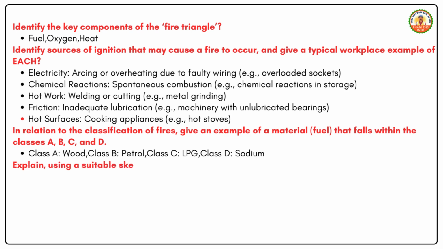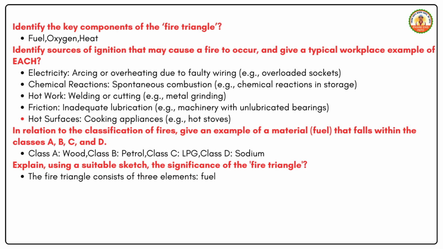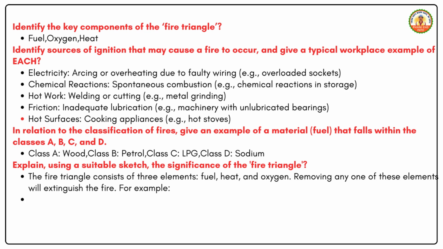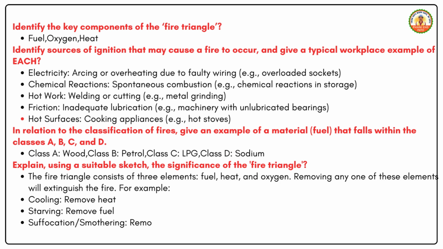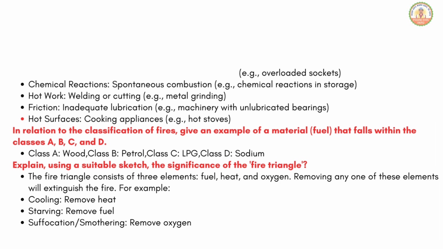Explain, using a suitable sketch, the significance of the fire triangle. The fire triangle consists of 3 elements, fuel, heat, and oxygen. Removing any one of these elements will extinguish the fire. For example, cooling, remove heat. Starving, remove fuel. Suffocation, smothering, remove oxygen.